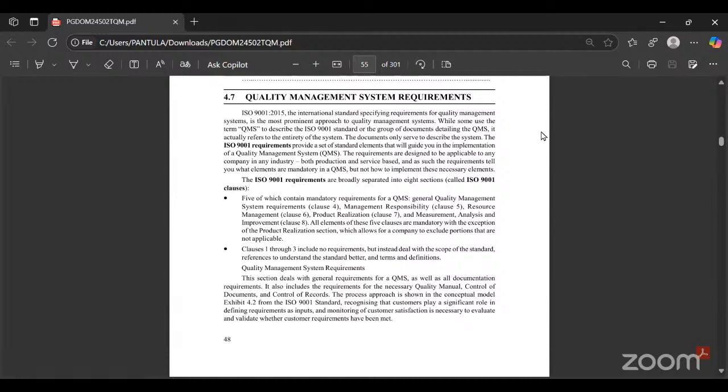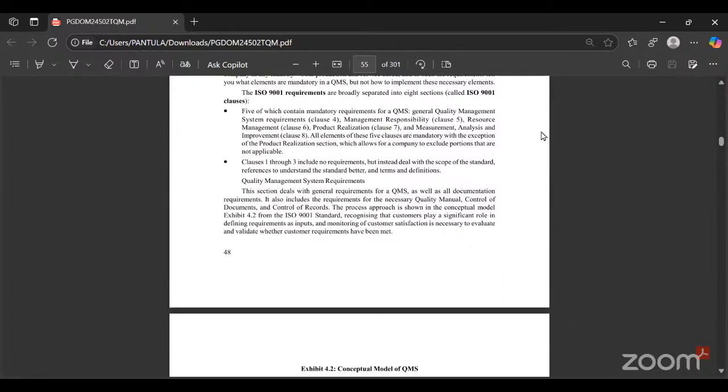All elements of these clauses are mandatory, with the exception of the product realization section, which allows the company to exclude portions that are not applicable. Clauses 1 through 3 include no requirements; instead they deal with the scope of the standard, references, and terms and definitions.